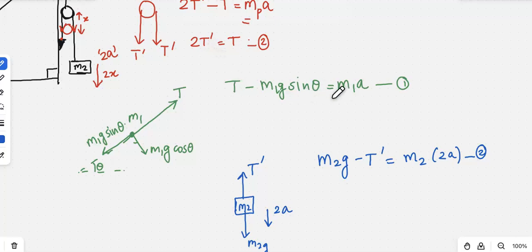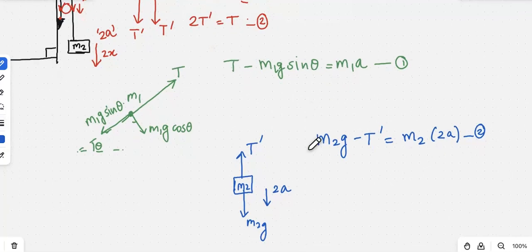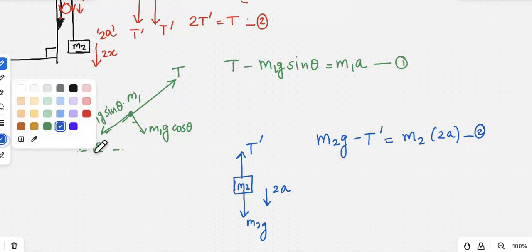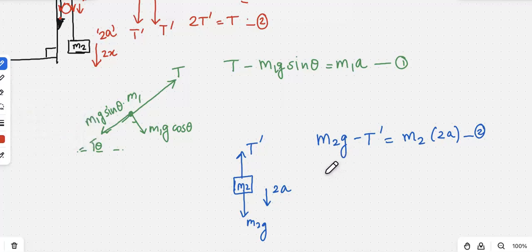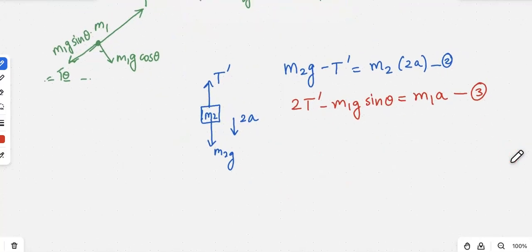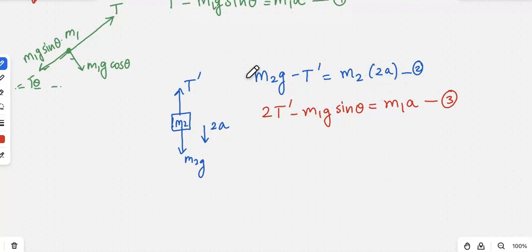So you can change the first equation. Let me write this first equation here as 2T dash minus m1g sin theta is equal to m1 times a. This is my third equation. Now what if I multiply the second equation by 2 on both sides? What I will get is 2m2g minus 2T dash is equal to 4m2a. This is my fourth equation.